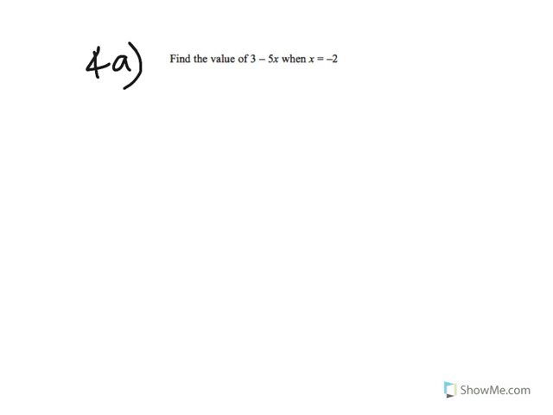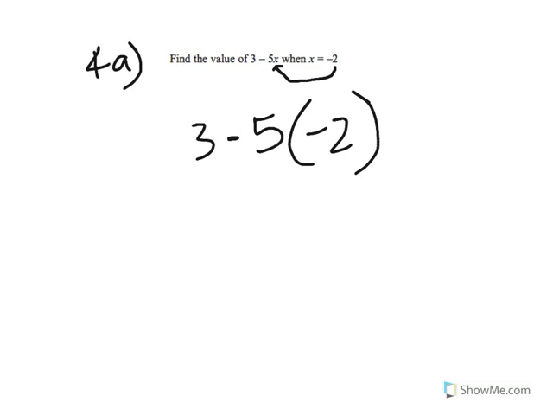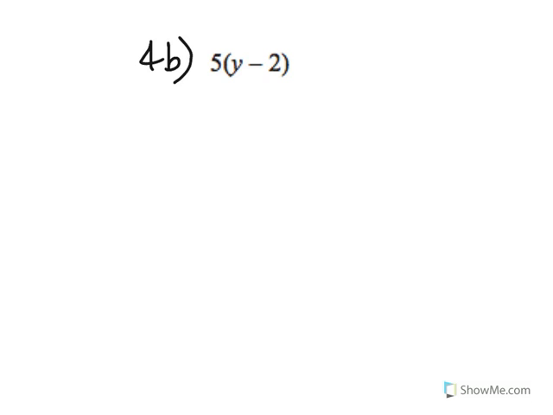So all you got to do is take this x equal to negative 2 and put it into this equation. So 3 minus 5 times x, which is negative 2. So 3 minus, first of all do the multiplication, minus 5 times minus 2 is plus 10, so it becomes 3 plus 10, which is equal to 13. Okay, 4b is just as easy.